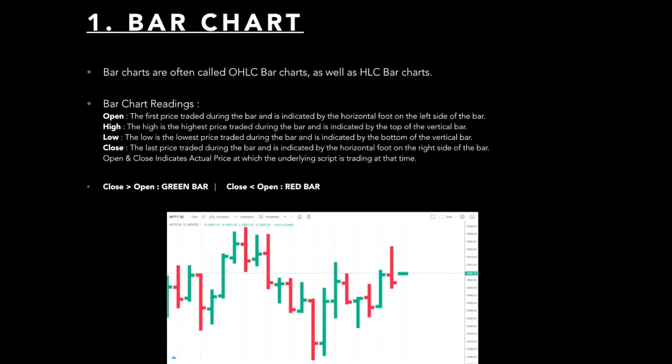Low is the lowest price traded during the bar of the decided time frame and is indicated by the bottom of the vertical bar. Close, the last price traded during the bar of the decided time frame, is indicated by the horizontal foot on the right hand side. An important point to mention is that the open and close indicate the actual price at which the underlying script is trading at that point in time. If the closing price is greater than the opening price, then the bar would be green in color. And if the closing price is lesser than the opening price, then the bar would be red in color.